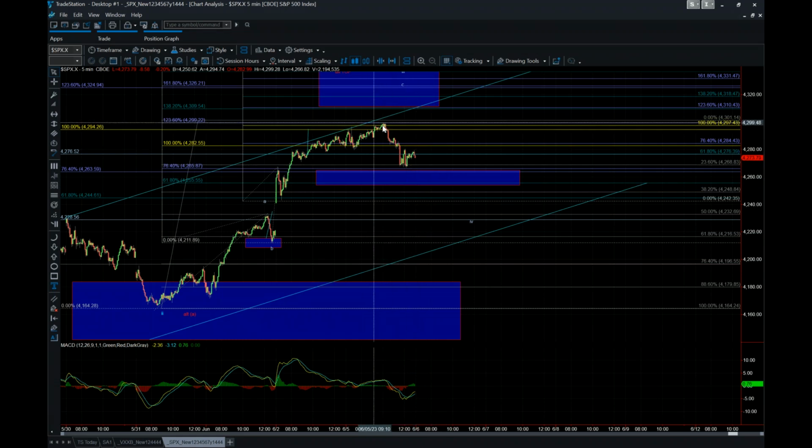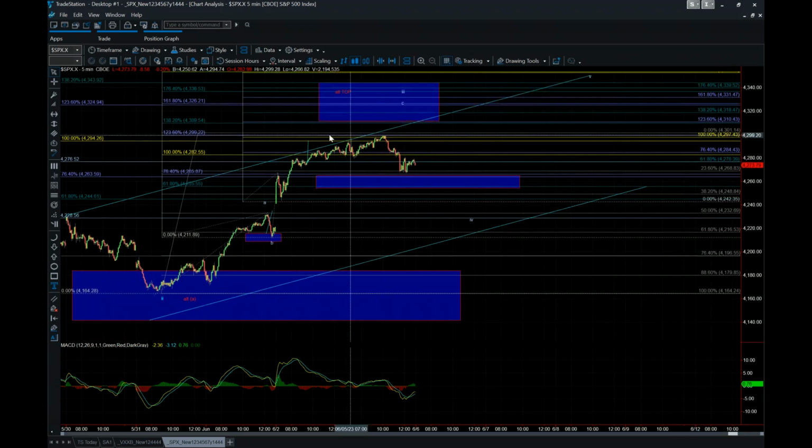So while I'm leaning towards this having already topped in the wave 3, it's just not high probability enough to take a trade. And that's really what I'm going for, taking high probability trades, minimizing losses, and increasing wins in the service. So until I see that, I just don't have anything right now. In the next day or two, that may change.